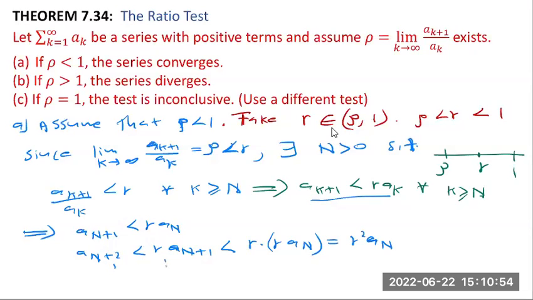Continuing in this fashion, you should be able to see that a_{N+n} is less than r to the power n times a_N. As you can see, if you have plus 1 here, it is r to the power 1 times a_N on the right hand side. If you have 2 here, this quantity should be less than r to the power 2 times a_N. Similarly, if we have uppercase N plus lowercase n, it has to be less than r to the power lowercase n times a_N. Okay, so we have this sequence of inequalities.